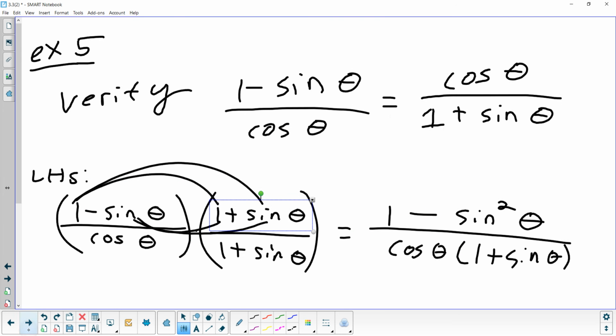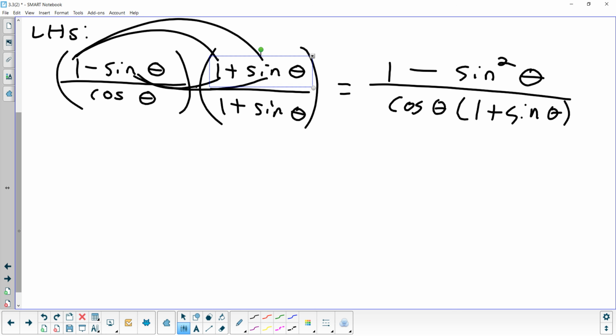That's an identity. So let's change that top. Instead of putting 1 minus sine squared, change it to cosine squared. Keep the bottom exactly the same.